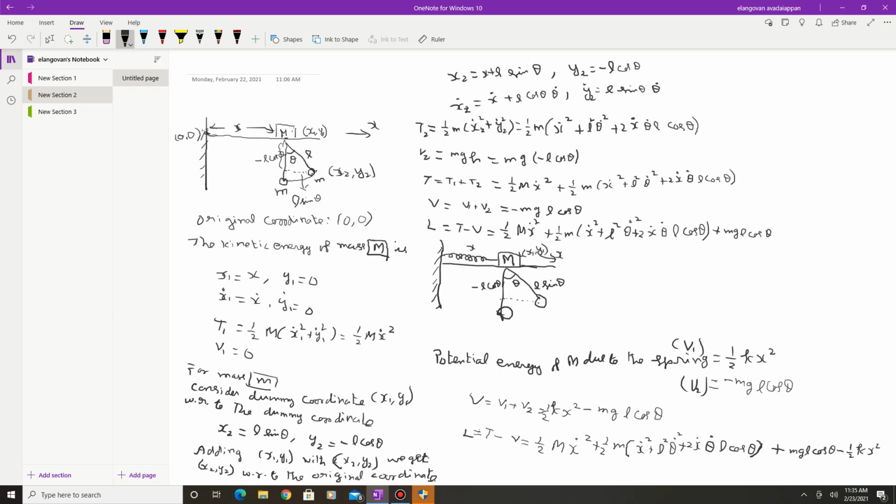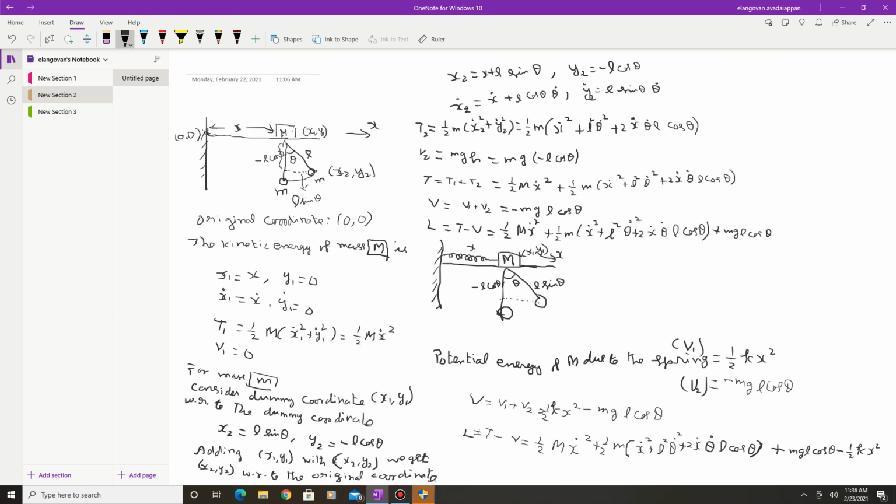Let us calculate the kinetic energy of the mass M. First, the coordinate x1 is equal to x, because the distance from the origin to the mass is x. So x1 is equal to x, y1 is equal to 0. Therefore x1 dot is equal to x dot, and y1 dot is equal to 0. So the kinetic energy T1 is equal to half M into x1 dot square plus y1 dot square.